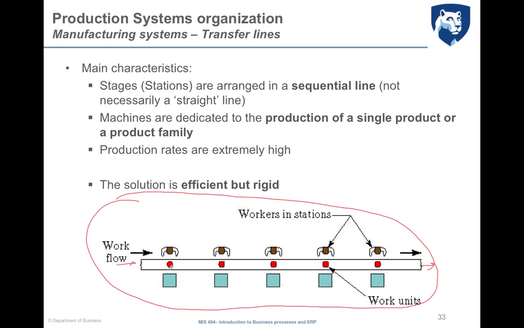However, compared to a manufacturing cell, this is a much more rigid system, as dismantling a transfer line and reconfiguring it for producing another type of family of products is very difficult. So here you have a high production rate, but also a rigid system. So you need to keep on producing this family of products because reconfiguring a transfer line is very difficult.